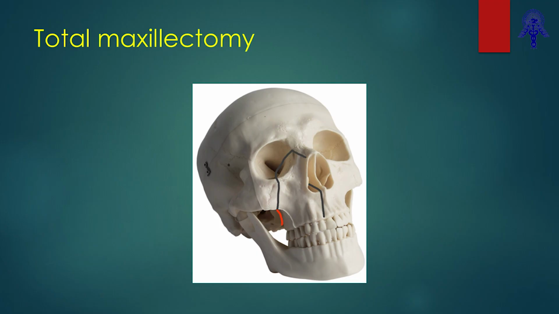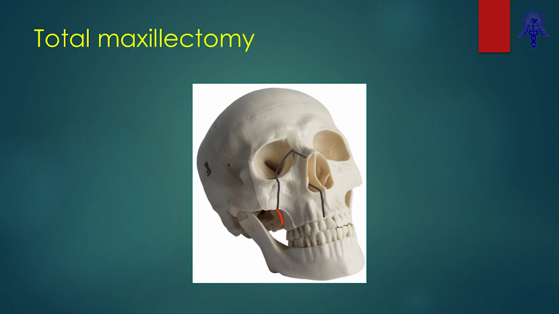Because above the pterygoid plate, I mean the attachment of the pterygoid plate with the palatine bone, there is the pterygomaxillary fissure and pterygopalatine fossa. There is the maxillary artery. So if our direction is toward the superior direction, you can injure the maxillary artery, and there will be a lot of bleeding. So this is about the total maxillectomy.